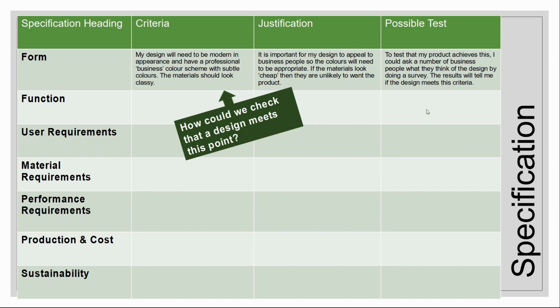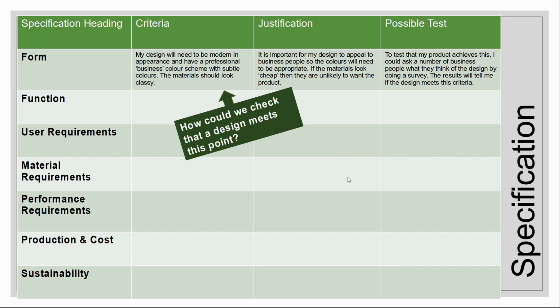So when you go on to these other ones, how could you test that your design does what you said it should do under the function? How could you test that your design meets the needs of the user? Let's say, for example, you've said here that it needs to be comfortable to hold, whatever it is you're designing, or easy to use. Well, how can you check that it is? It's all right having our own opinion, but how can we check?